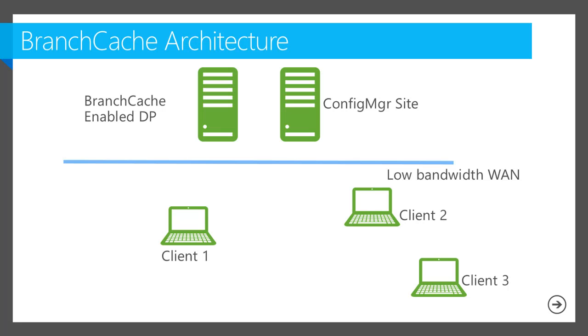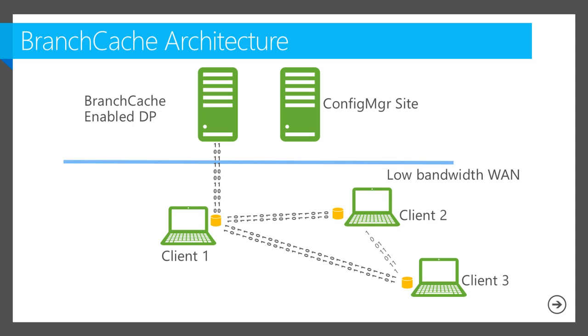So the architecture, the way it works, is fairly simple. The client gets the content from the branch cache enabled distribution point, and then shares the content with other clients on the subnet. Fairly straightforward. In order to enable branch cache, there's an enabling within the server side of things. In the SCCM side of things, all you need to do is make sure that you configure the package correctly. So it needs to be a download and execute.